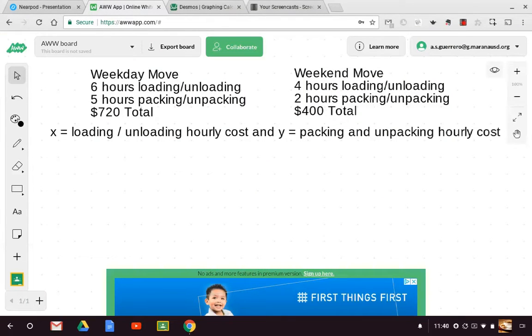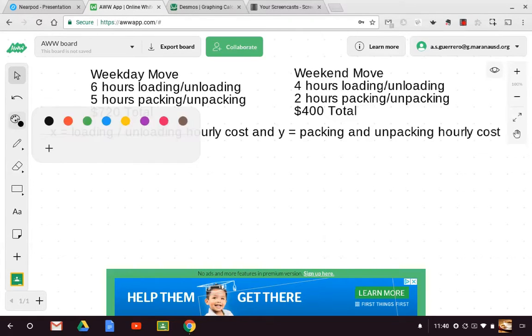So the first thing I did was I determined what I wanted X to be and what I wanted Y to be. So we're going to say that X is the hourly cost of loading or unloading the boxes, and then Y is the hourly cost of packing or unpacking the boxes. So for the first equation here, we know that there are 6 hours for loading and unloading, and since loading and unloading is the X, we're going to use a 6X here.